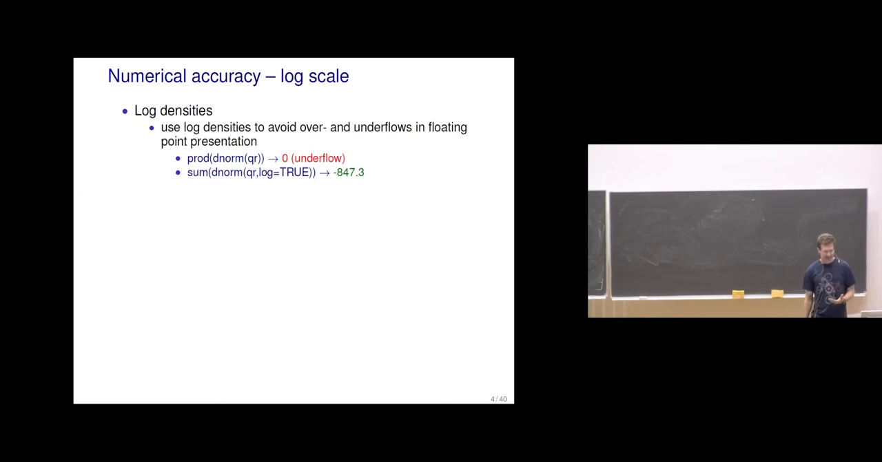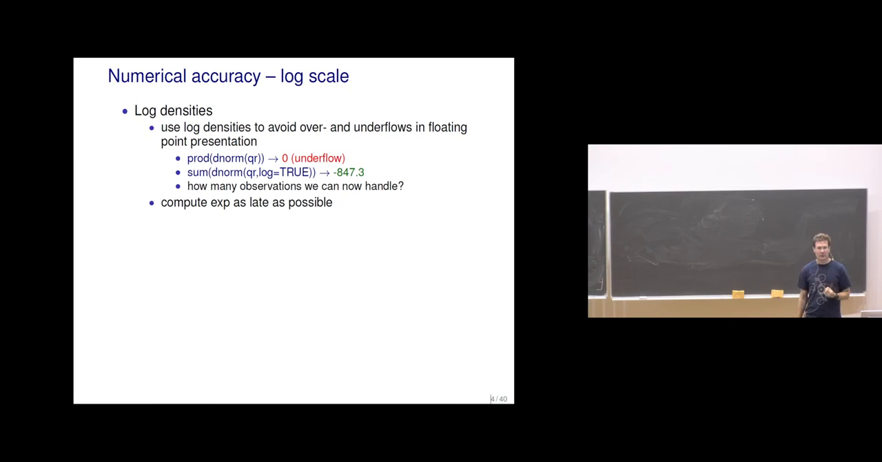Now you can check what the smallest possible value we can represent in floating point is, and then figure out how many normally distributed observations we could handle. And it's much, much more than 600. So that's why we work with log densities.